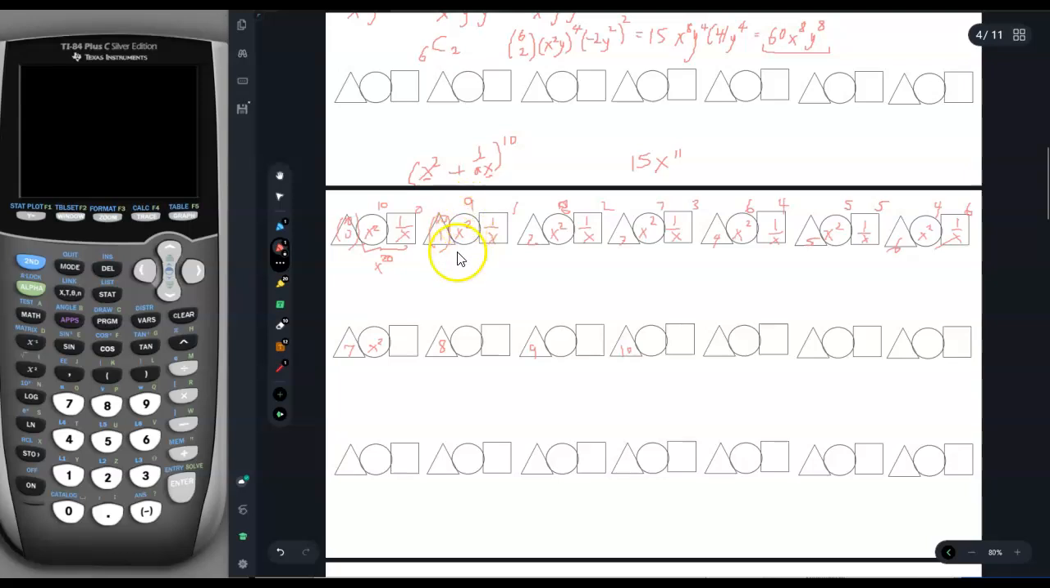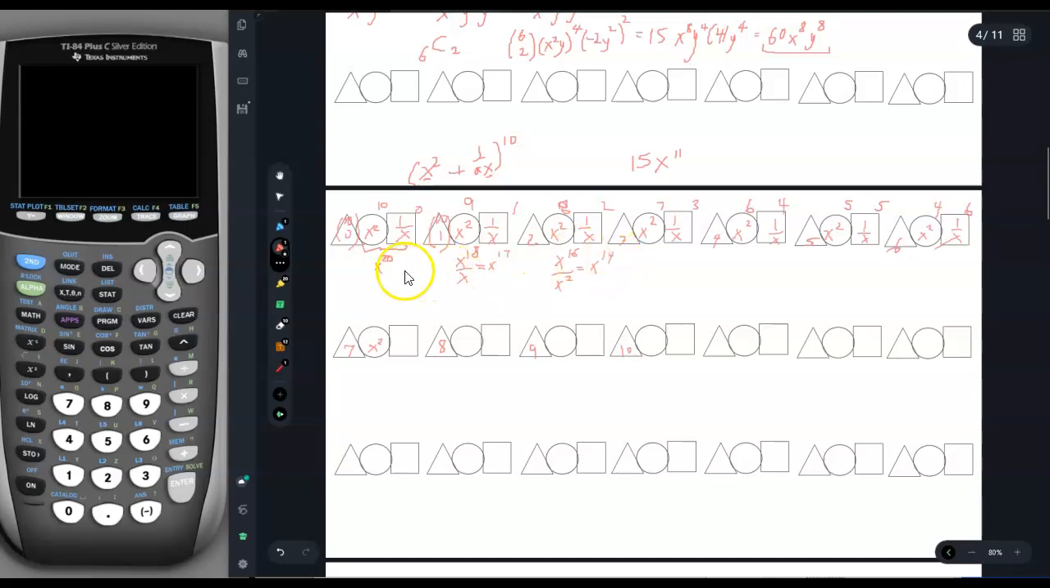X squared to the 9th is x to the 18th, divided by x in the denominator. So that would be x to the 17th, which is still too big. X squared to the 8th is x to the 16th, divided by x squared in the bottom. So that would be x to the 14th. We're getting closer, right? So this is x to the 20th. This is x to the 17th. This is x to the 14th.